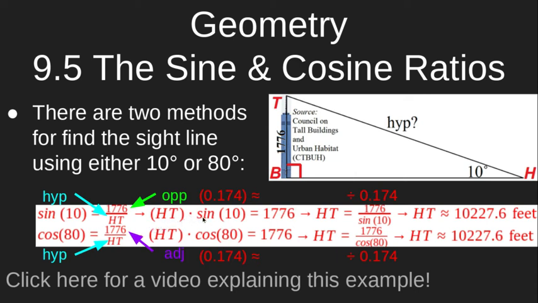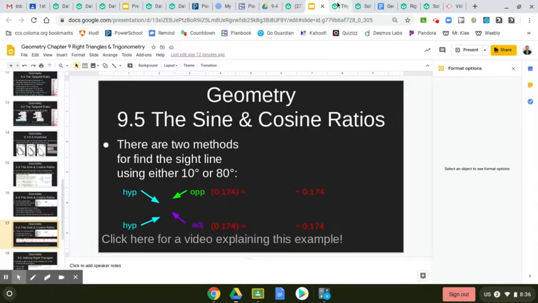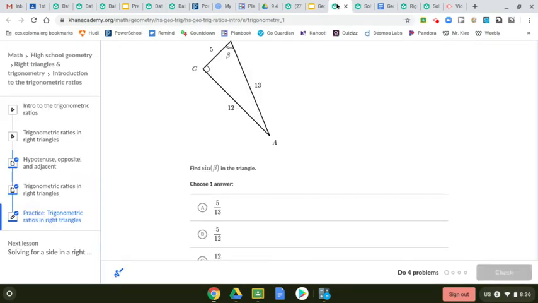So how do I cancel out multiplying by sine 10, which happens to be 0.174? That's telling us that 0.174 feet of height corresponds to 1 foot of distance on the hypotenuse. So I'm going to divide by that, and then 1776 divided by 0.174 gives me about 10,227.6 feet. So how that's going to show up in Khan Academy is two distinct different ways.